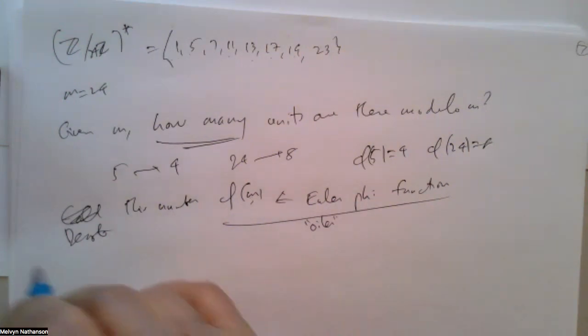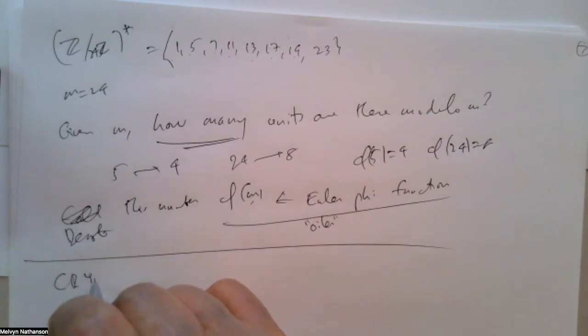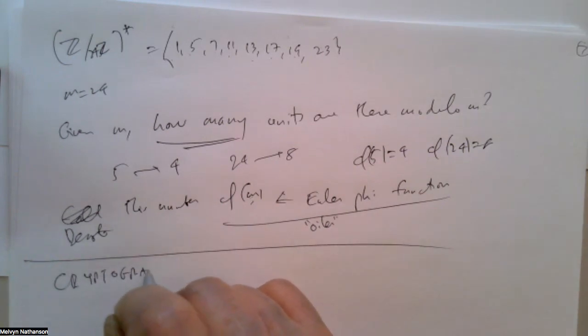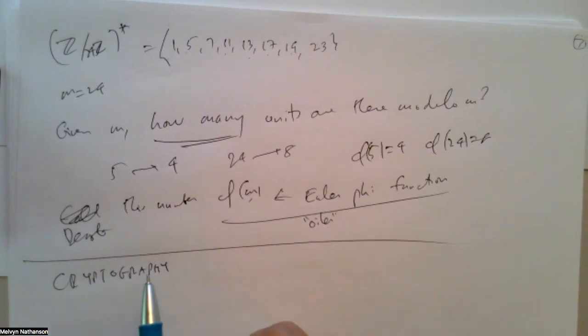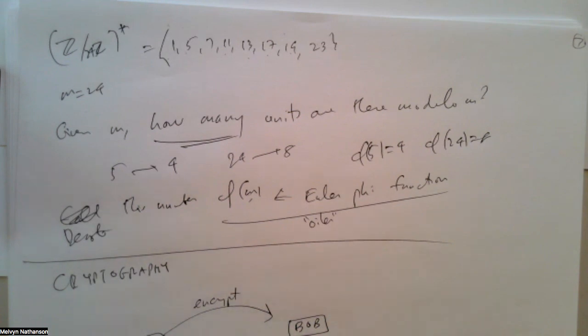Now, in cryptography, we often think of it like this. You have someone, say Alice, who wants to send a message to Bob. So you have some message and you want to encrypt and send the message to Bob, who will decipher or decrypt the message.